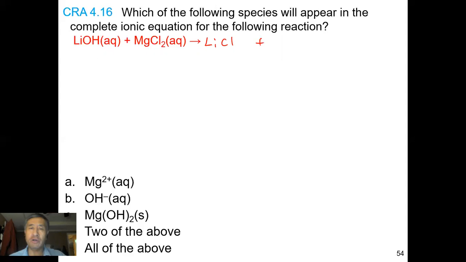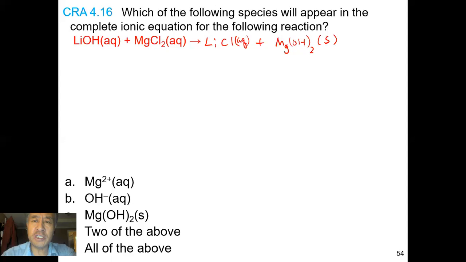Then we identify the other possible combination, which will come from this Mg2+ with the OH1-. If OH is 1- and Mg is 2+, therefore we need 2 hydroxides to balance the charge between Mg 2+ and OH 1-. Then we decide their states. Anything with Li is soluble, so therefore aqueous. Most of the time, hydroxide is insoluble, except for the heavier group 2A and the group 1A metals. This is not an exception, so therefore this is solid.